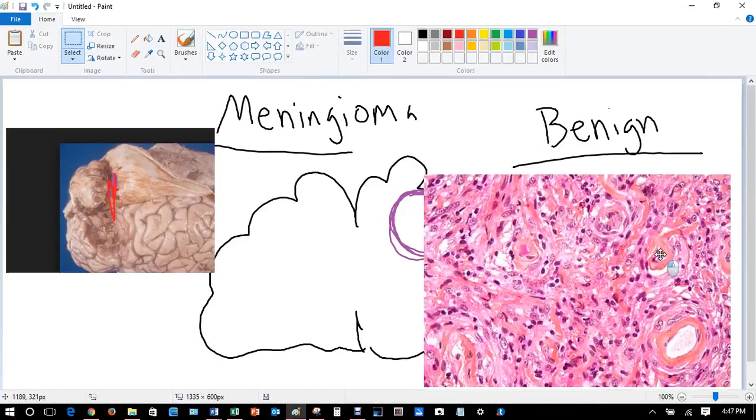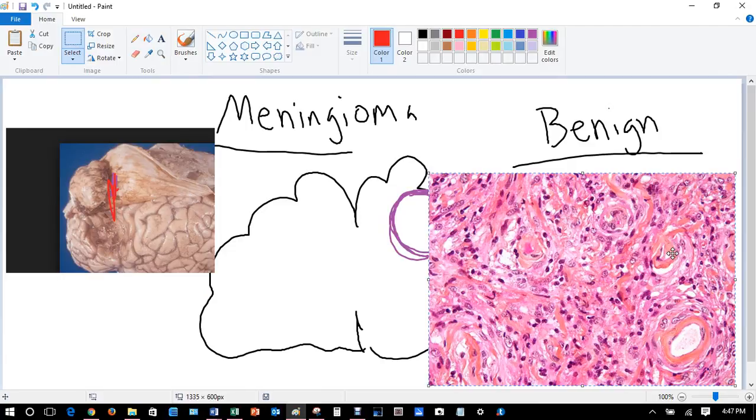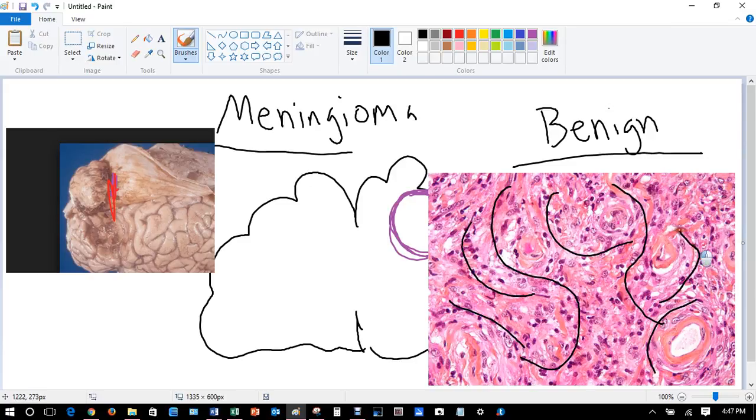So this meningioma, the description here is spindle cells concentrically arranged in a whorled pattern. I think what they're talking about is this kind of whorl, it looks all swirly in here. I'm seeing all these swirly lines, and that must be what they're talking about: these spindle cells arranged in this whorled pattern.